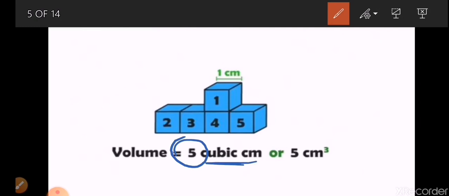It means 5 of my cubic unit. Here the word unit, we're replacing it with the unit that we have. If it's a centimeter, then cubic centimeter. If it's inch, then cubic inch, and so on.